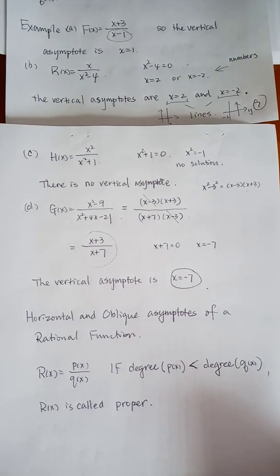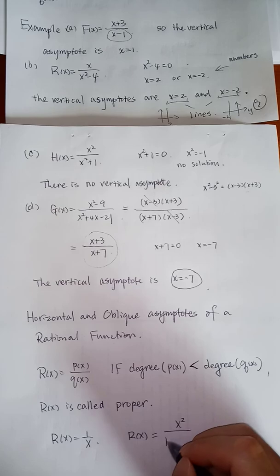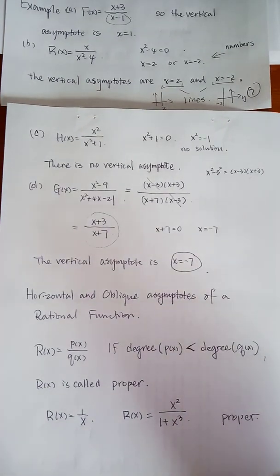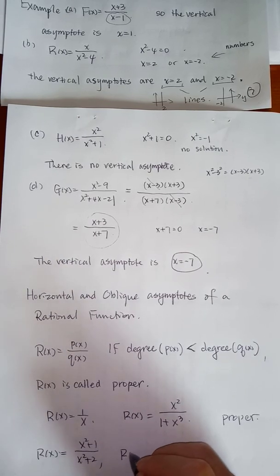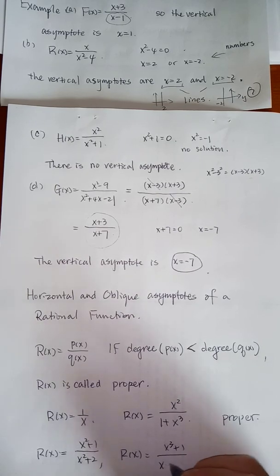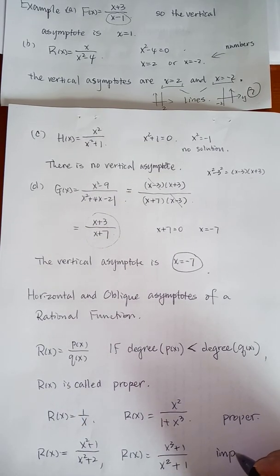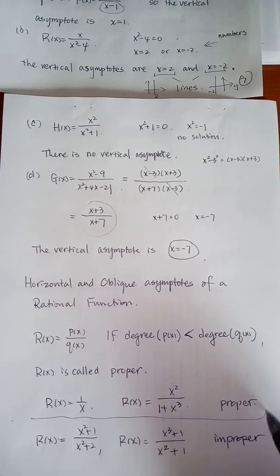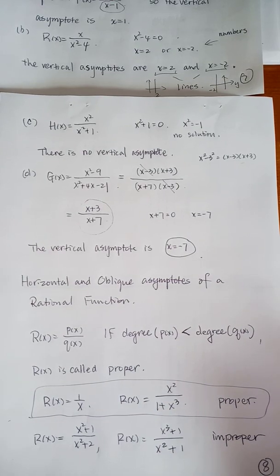So for example, R of x is 1 over x, or R of x is x squared over 1 plus x cubed, so they are proper. And of course, if you have R of x equal to (x squared plus 1) over (x squared plus 2), or R of x is (x cubed plus 1) over (x squared plus 1), then they are improper. First we study the proper case, when the degree of the numerator is less than the degree of the denominator.